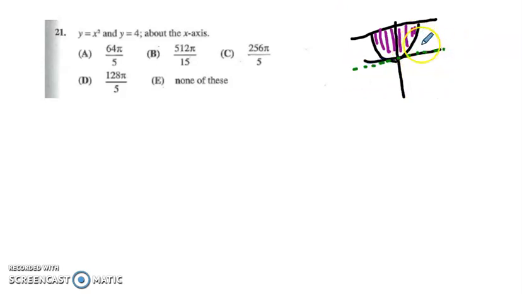Since this has a gap and the region is not flush up against the axis of revolution, we need two r's, big R and little r. So the big R is going to be the distance from the outer part of the region to the axis of revolution, which in this case is a constant 4. And then the little r is going to be the distance from the inner part of the region to the axis of revolution, which in this case is x squared.